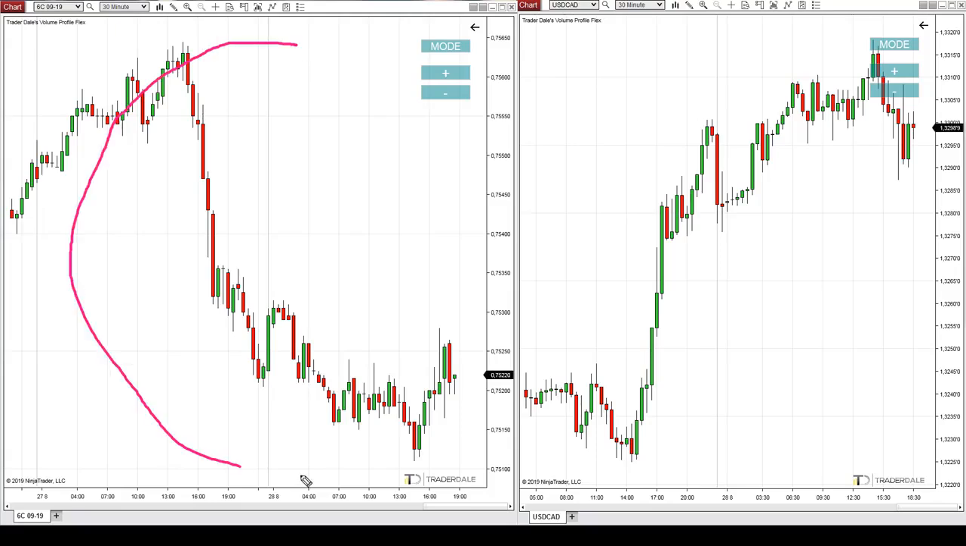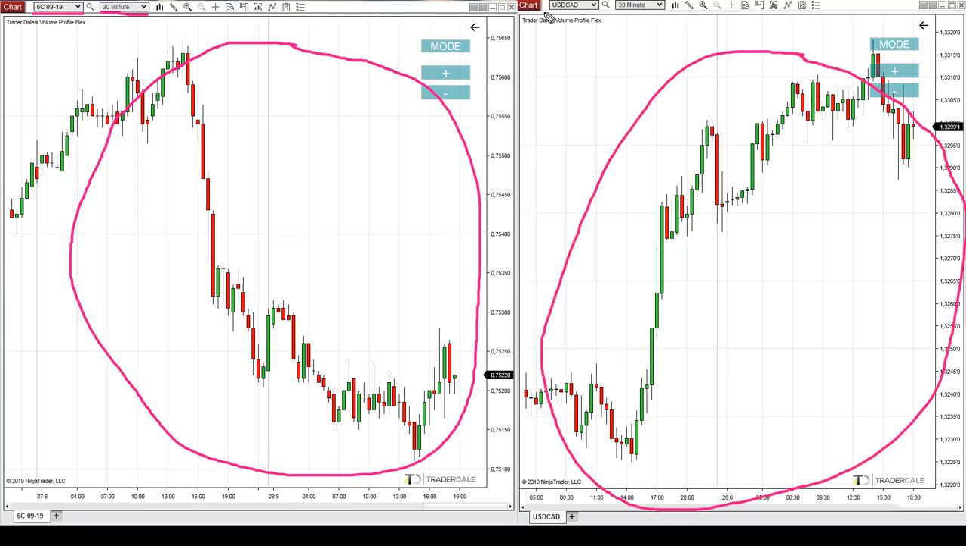The left chart, this one, is a 30-minute chart of the futures on Canadian dollar. The right chart is US dollar, Canadian dollar, also a 30-minute chart. If you look at the charts, you can tell that they are reversed. They move in the same way, but reversed. You can see, for example, in here that there is a downtrend, in here there is an uptrend. There is a pin bar like this. Here is the same pin bar, only reversed.